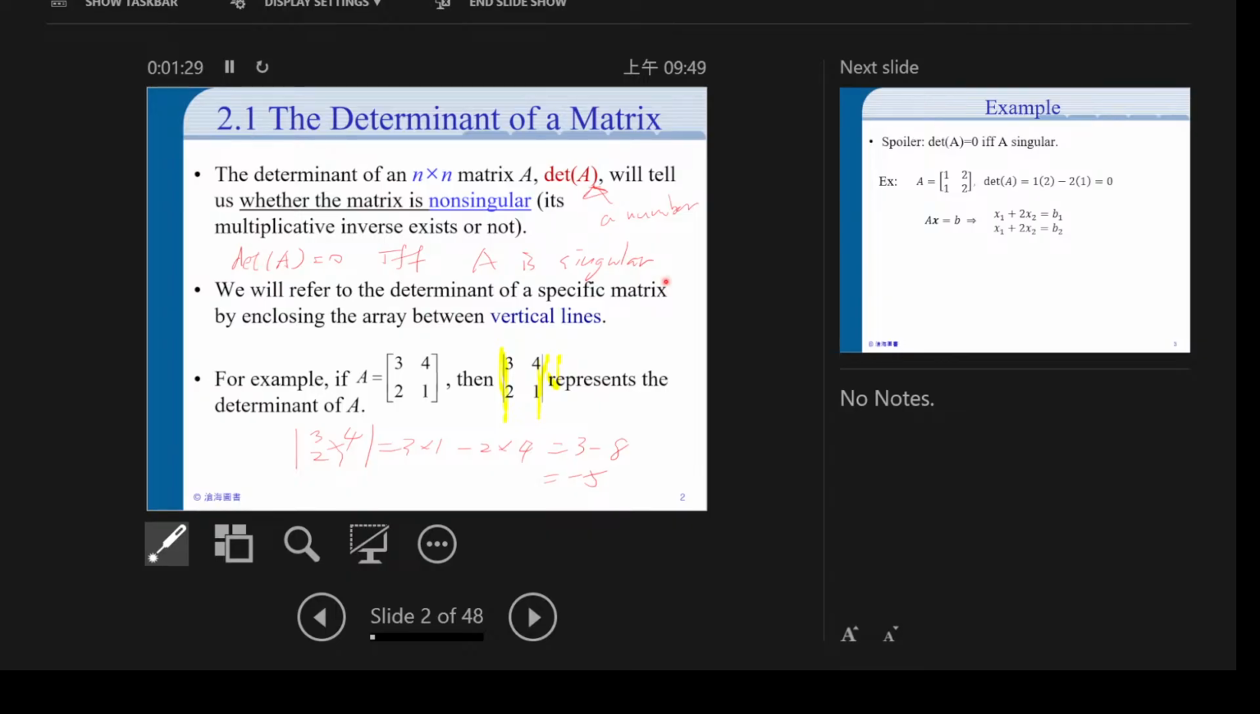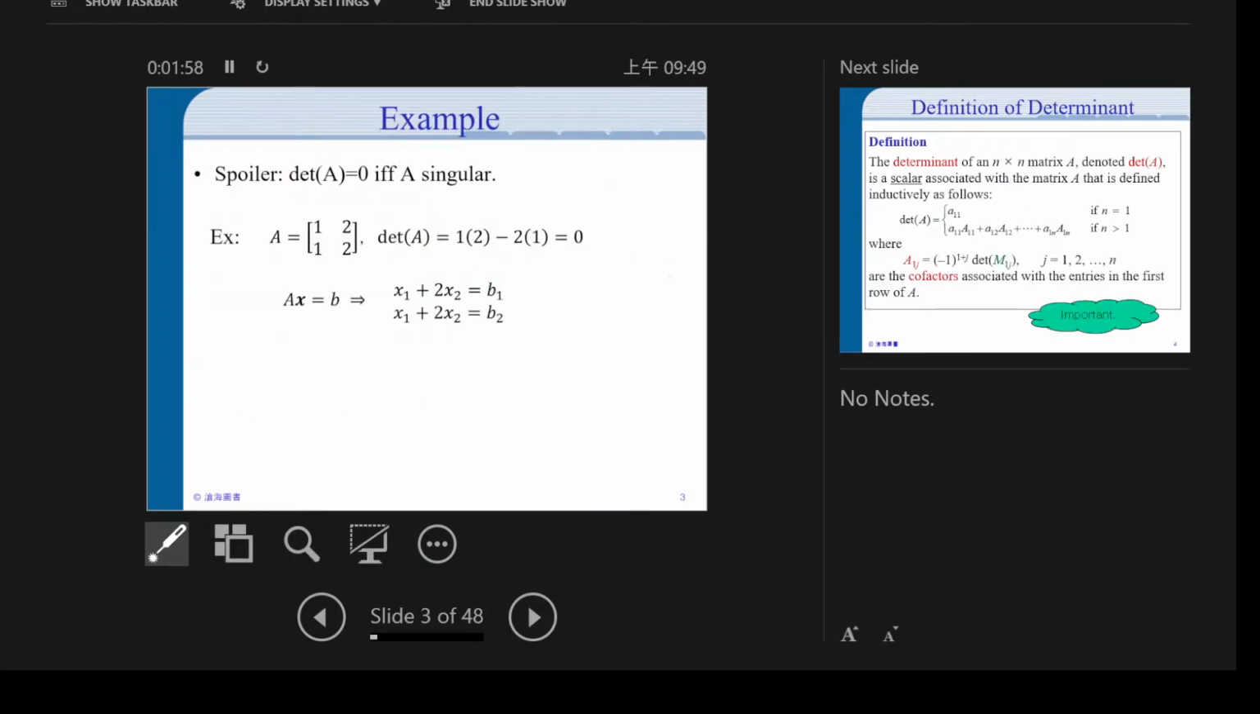Okay, and then we also have a special notation for expressing determinant. So if A is say this 3, 4, 2, 1, then we write determinant with this notation, just two straight lines with the elements of A inside. So 3, 4, 2, 1, and the two straight lines denote the determinant. And as we say, determinant of A equals 0 if and only if A is singular.